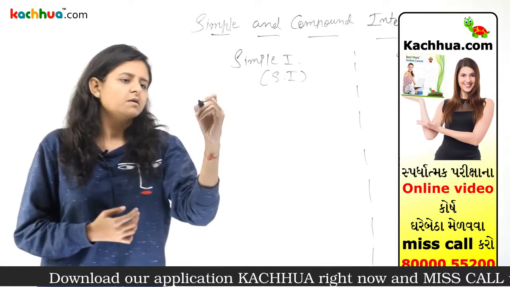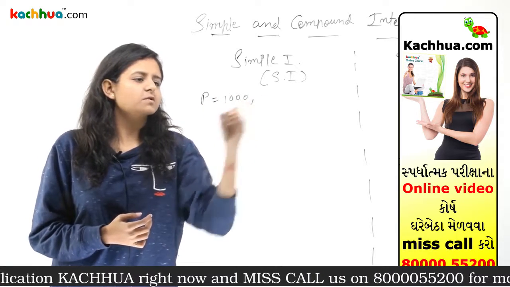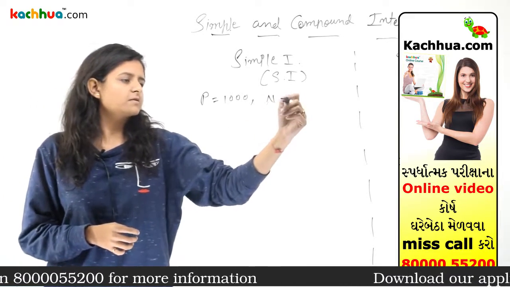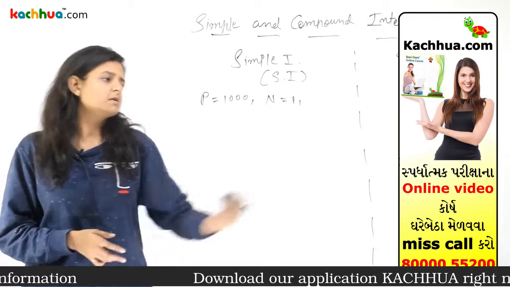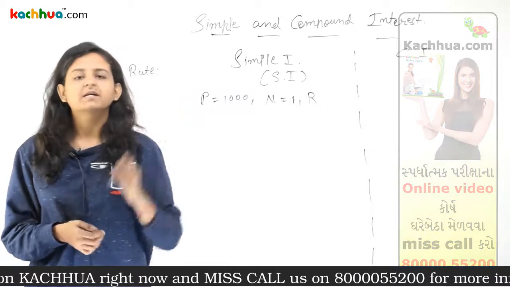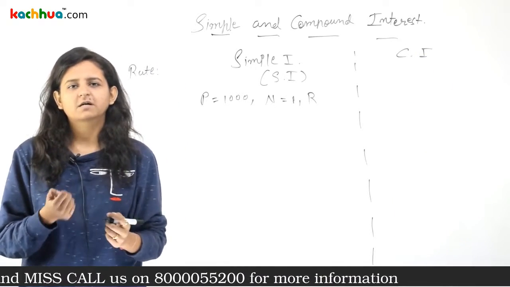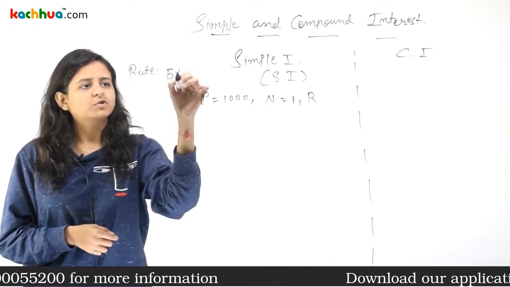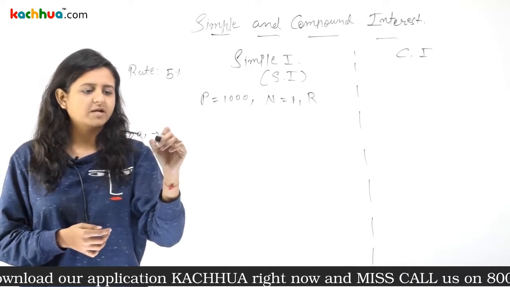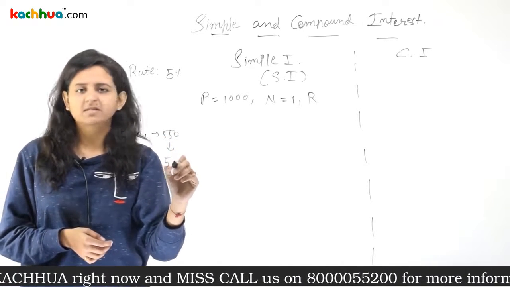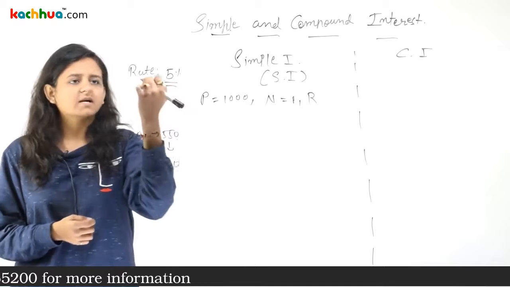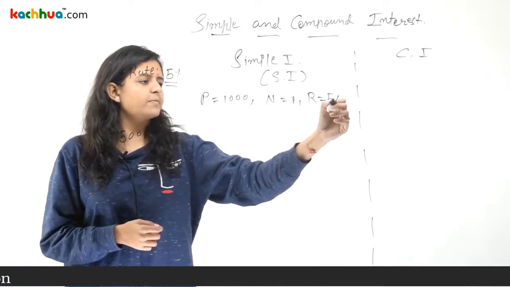which I took. So principal is 1000, time that is N is 1 year, and rate. Now what is rate? Rate means we have heard this term, right? If I say 5%, you have to pay 5% extra. Instead of 500, you have to pay 550. That 50 rupees is our interest. But for interest, there is some rate of interest. So we'll say R equals say 5%.